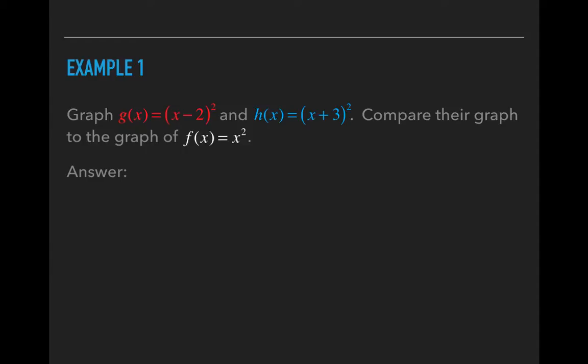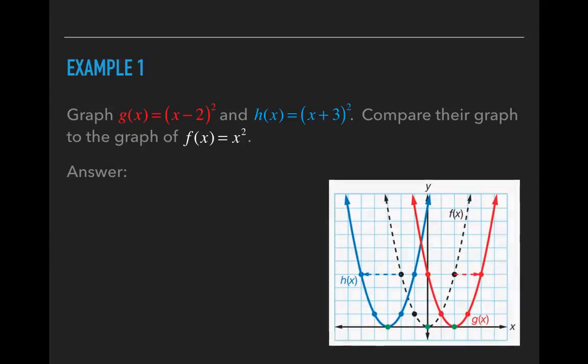All right, so when you graphed them, they should look like this. G is that red function, H is the blue, and f of x, that's my dashed function that I'm comparing them to. That is my parent function. So let's talk about what happened here. Let's look first at our red function g. The g function, compare it to f, it is moved over to the right. It's actually moved over 2 units.